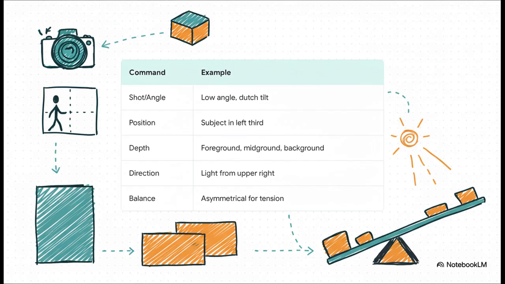You specify the shot and the angle, their exact position in the frame, the different layers of depth, where the light's coming from, and even the emotional balance of the shot. This is how you get intentional, story-driven compositions every time.